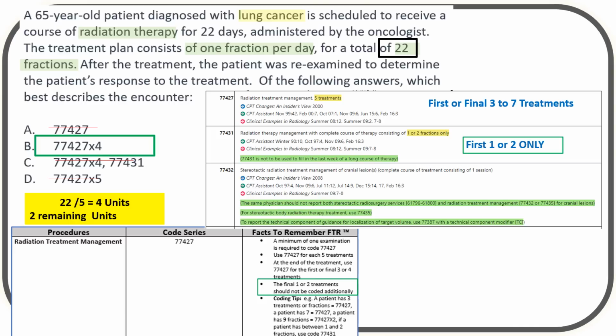Hopefully that makes sense. I hope it does. Now I want you to remember these guidelines. And if this doesn't make sense to you, on the right, my notations, if you need to write it a different way, feel free. But remember, 77427 is for the first 3 to 7 treatments or the final 3 to 7 treatments. And 77431 is for the first 1 or 2 treatments only. All right, so if you got that correct, outstanding. But if you learned something, that is priceless.